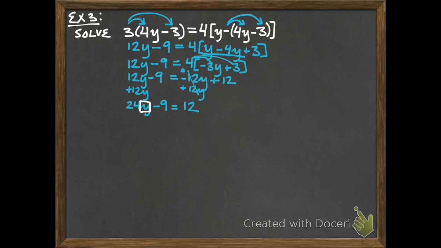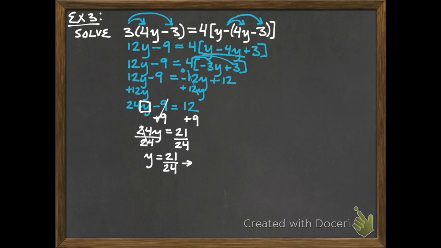Okay, and so to do that, now I'm going to add 9 to both sides to get that y by itself. Negative 9 plus 9 gives me 0. I'm left with 24y equals 12 plus 9, which is 21. Then my next step, since I've got 24 times y, I'm going to divide both sides by 24, which gives me y equals 21 over 24, which I'm almost done, but that is actually not in simplest form.